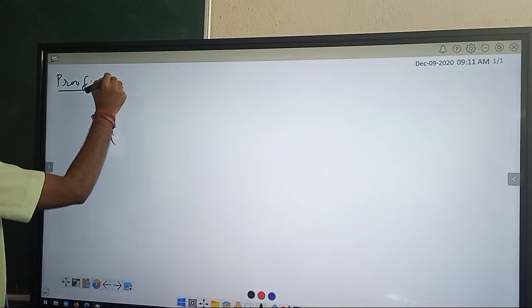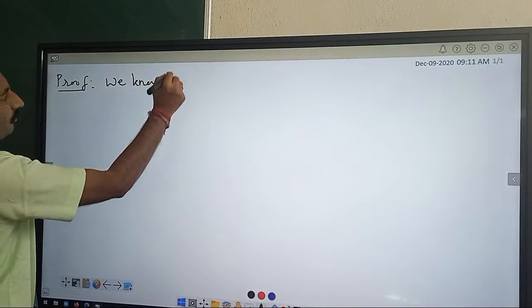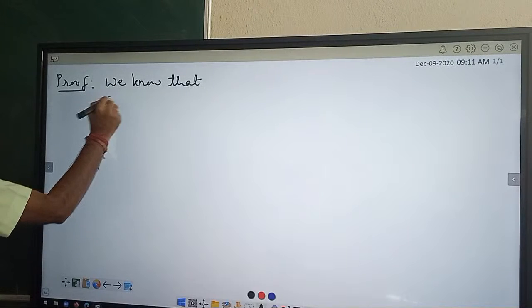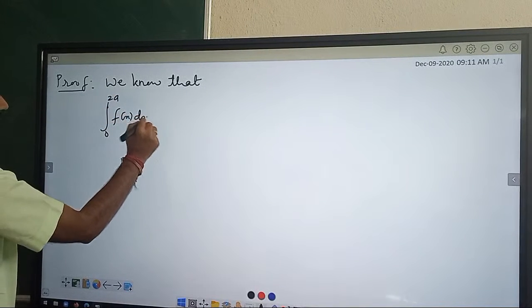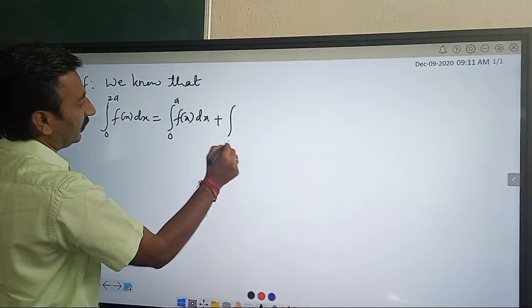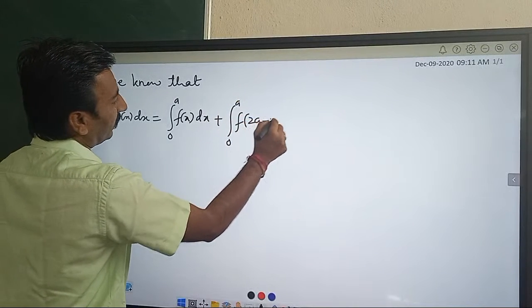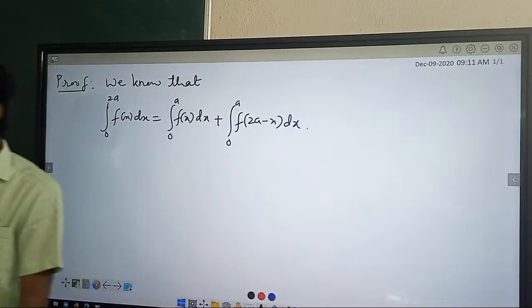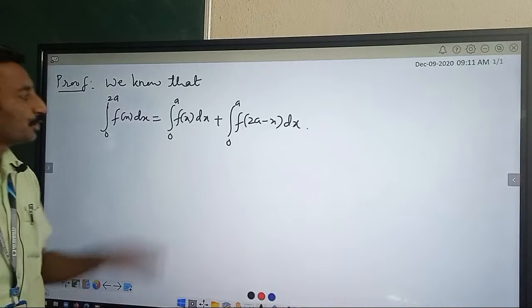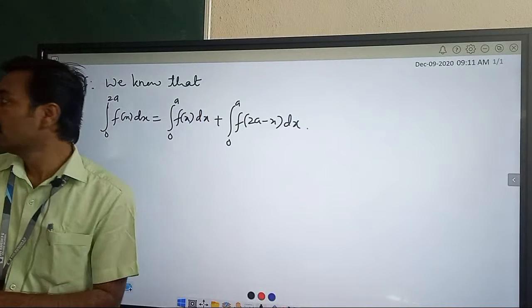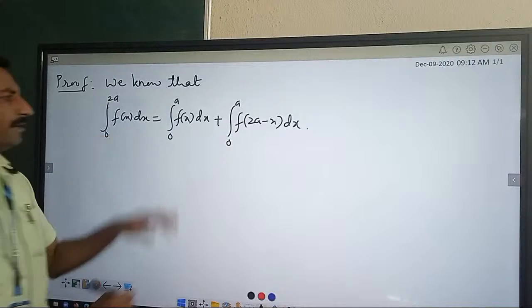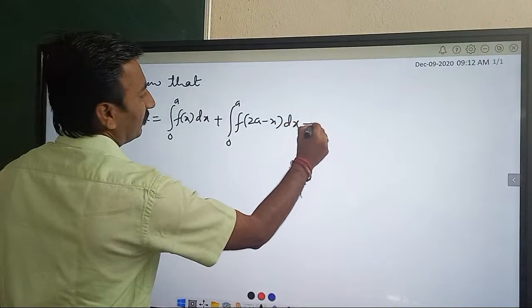We know very well that the integral from 0 to 2a of f of x dx equals the integral from 0 to a of f of x dx plus the integral from 0 to a of f of 2a minus x dx. Correct? The integral from 0 to a of f of x dx is the same as the integral from 0 to a of f of 2a minus x dx. Now, very important thing here, you can call it 1.